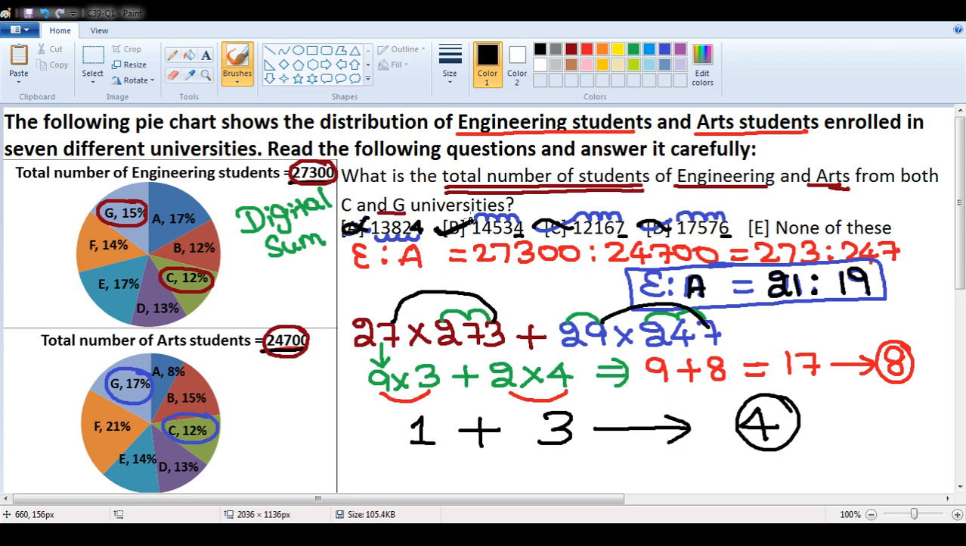Idea clear? Not interested in multiplying and finding the actual values. Work with the digital sum concept. Arun, none of this is there. Digital sum is risk. Don't use digital sum. I am telling you to take risk.